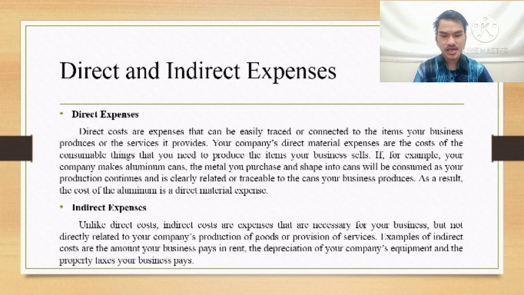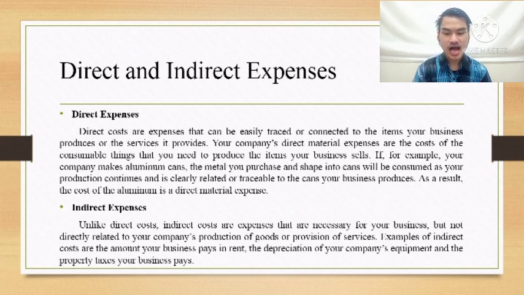Direct expense. Direct costs are expenses that can be easily traced or connected to the items your business produces or the service it provides. Your company's direct material expenses are the cost of the consumable things that you need to produce the items your business sells. If, for example, your company makes aluminum cans, the metal you purchase and shape into cans will be consumed as your production continues and is clearly related or traceable to the cans your business produces. As a result, the cost of the aluminum is a direct material expense.